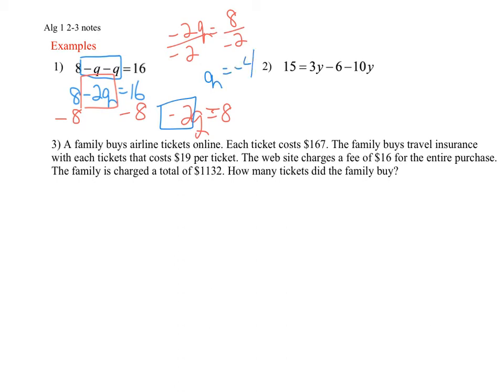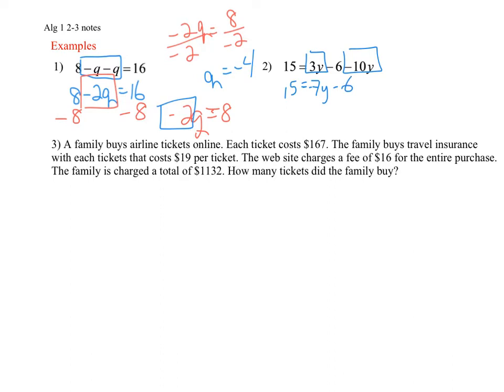All right, number 2. In number 2, I'm also going to combine like terms. My first step is I've got 15 over there, and then I'm going to combine this 3y and this negative 10y. So that's going to be a negative 7y minus 6.